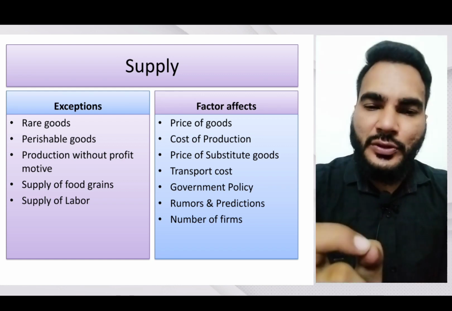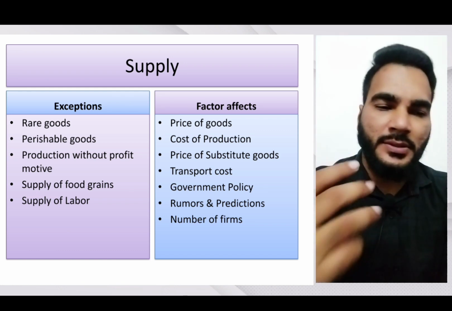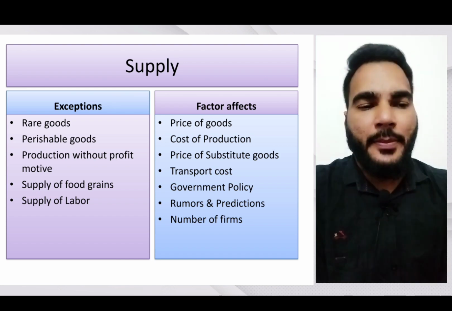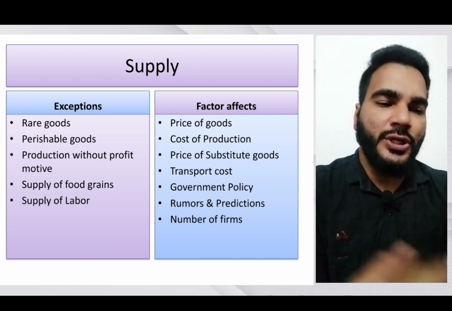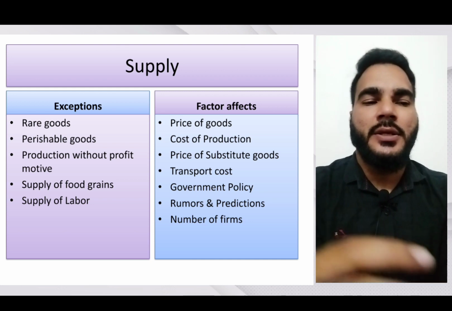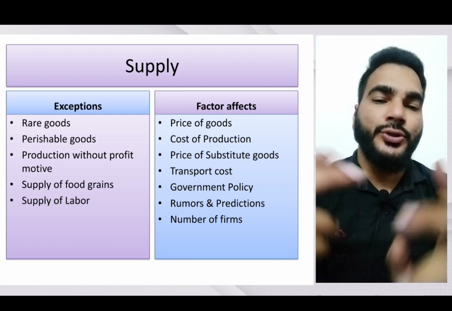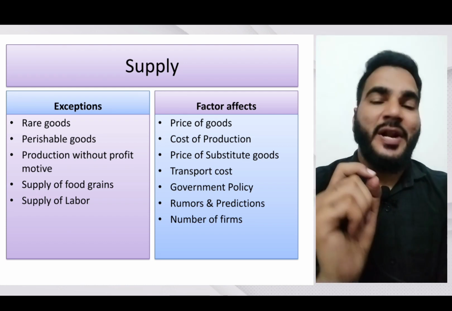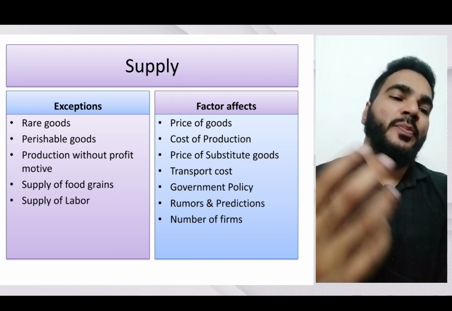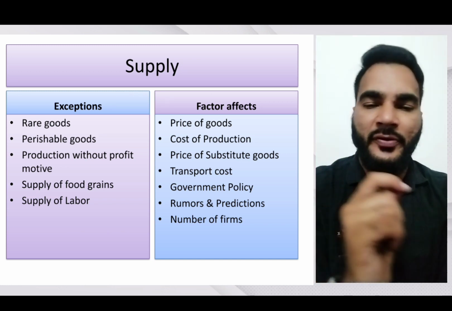Price of goods affects the law of supply very highly. As we saw, if price increases, the supply increases. That's very common. Then cost of production. What does cost of production include? It includes raw material, your labor salaries, your electricity, your rent. If the price remains the same, you won't increase the supply, because the cost of production may have increased and you are getting very little profit from that.